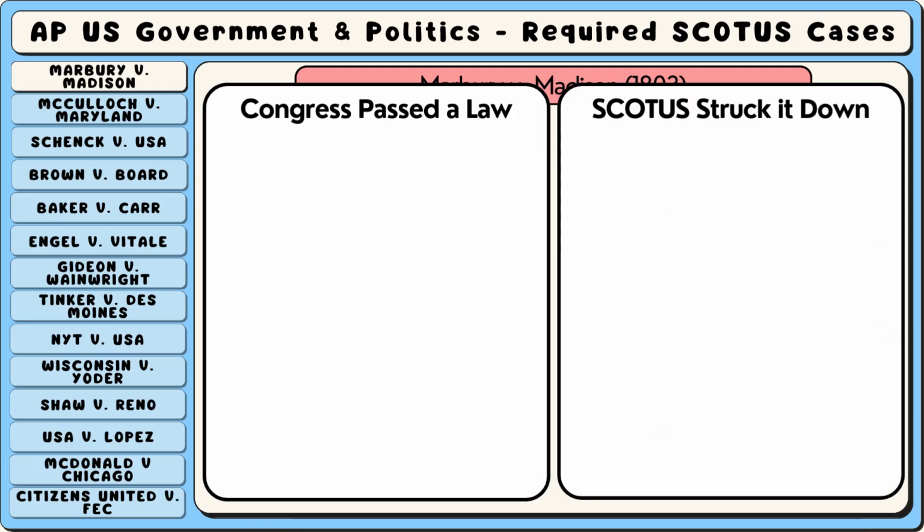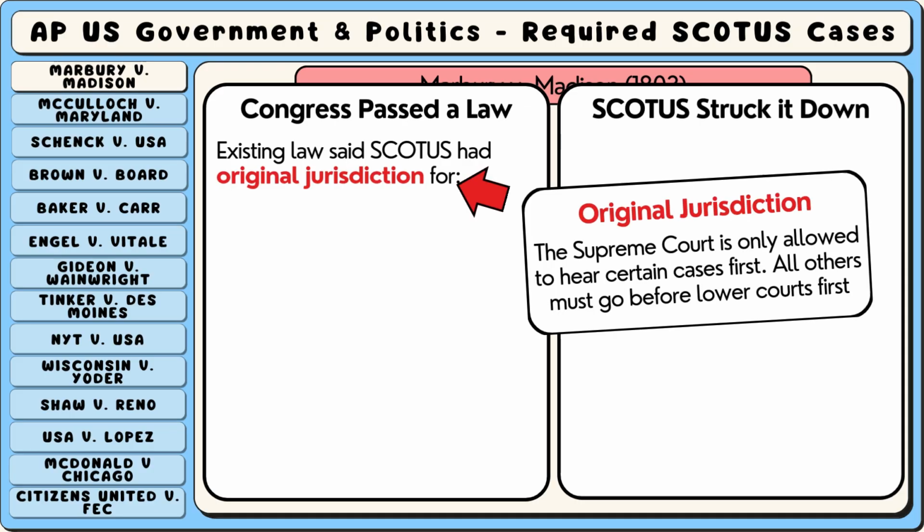So let's fill in the gaps to give you a little more understanding of this case. The law that Congress passed, which would later be deemed unconstitutional by the court, was a law that actually related to the powers of the court itself. But this is where it gets complicated. Essentially, before this law came into effect, the Supreme Court was following the constitutional law of original jurisdiction, meaning the Supreme Court was only allowed to hear certain cases first. All others must go before lower courts first.